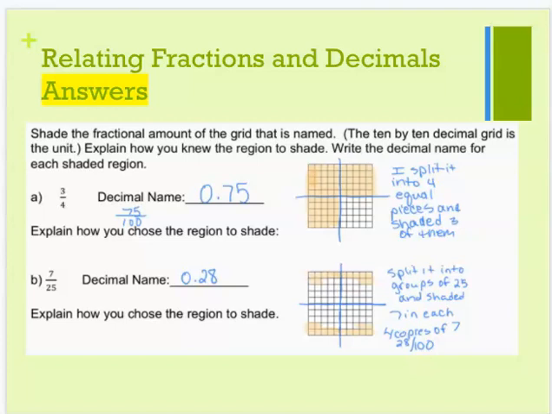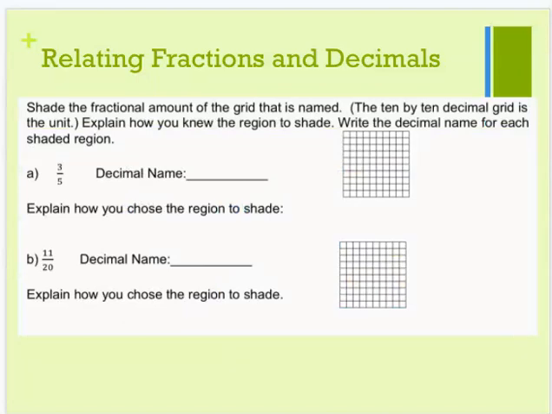For the second one, I used my same splitting because I know those were groups of 25, and I shaded 7 out of each group of 25. So if I have 4 copies of 7, I have 28, and these are hundredths, so I have 28 hundredths. You may have shaded them differently, but that's how I chose to shade them.